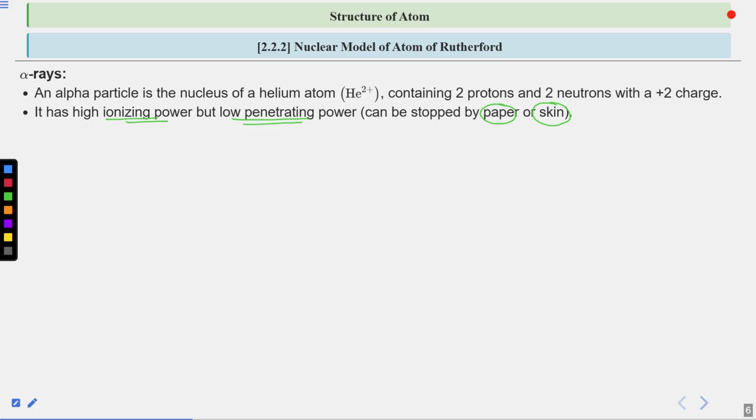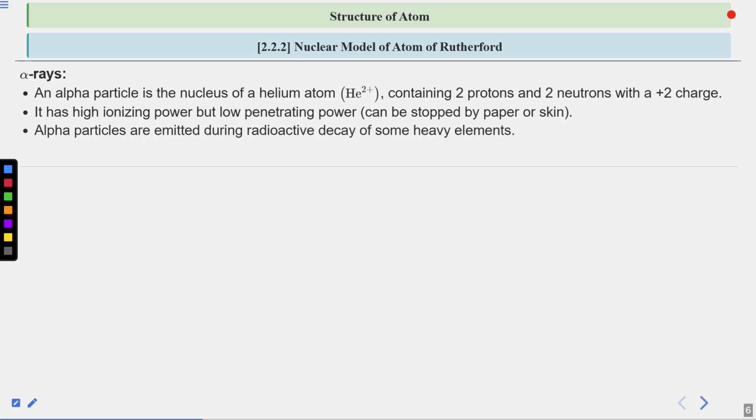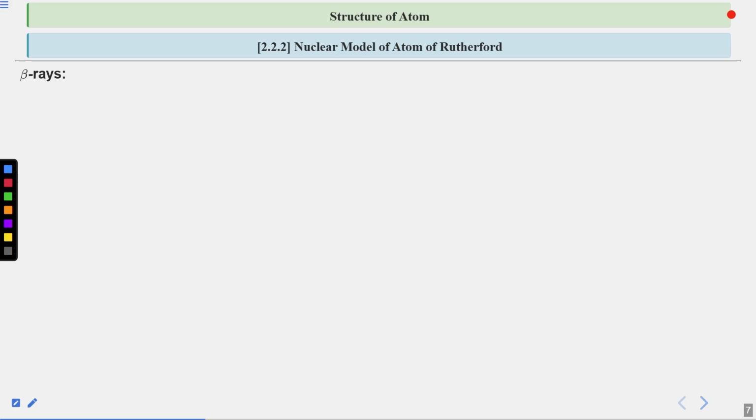Okay. So this is the meaning of your low penetrating power. Third thing, alpha rays are emitted during the radioactive decay of some heavy element. So whenever you learn nuclear physics, there you will see that alpha particles are being emitted in a radioactive decay. So two things are most important that I would say about alpha rays. First, what are alpha rays? It is a stream of particles, and those particles are helium 2+, and these particles have a very low penetrating power. Got it? Okay, now moving on to the next ray, which is our beta rays.